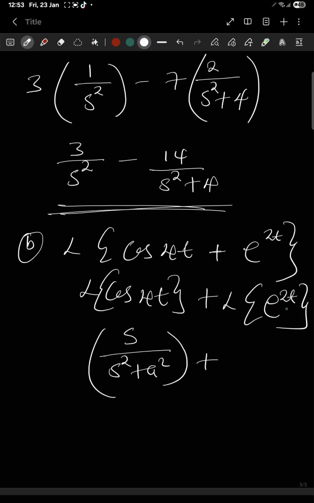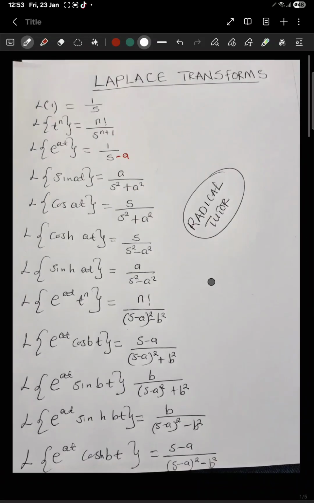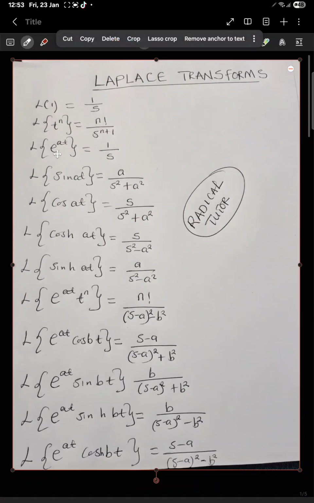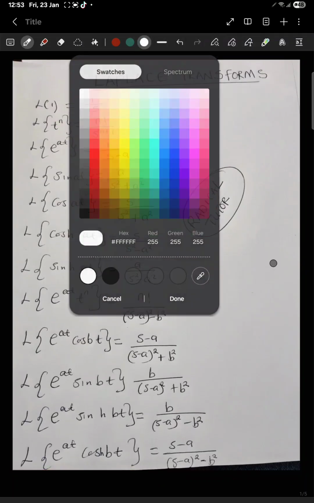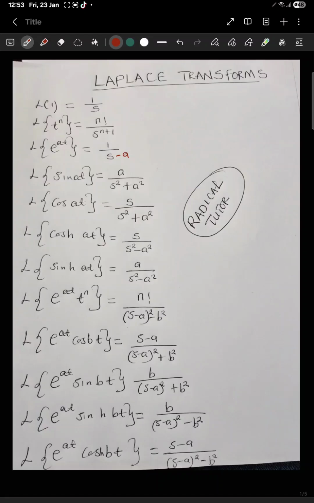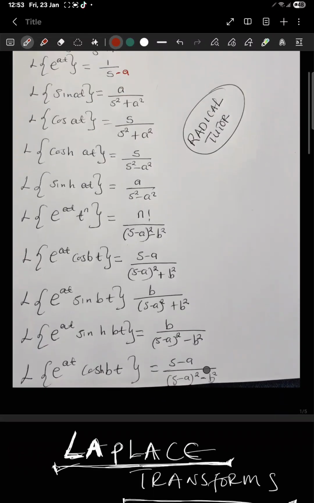Then plus Laplace of e to the power 2t. Laplace of e to the power 2t is given as, you are also having Laplace of e to the power at, which is given as 1 over s minus a. So this way is supposed to be s minus a here. Okay, s minus a. Let me just write for you. That is s minus a there.